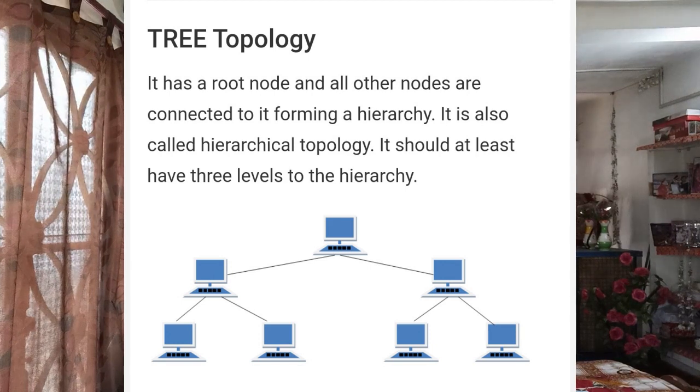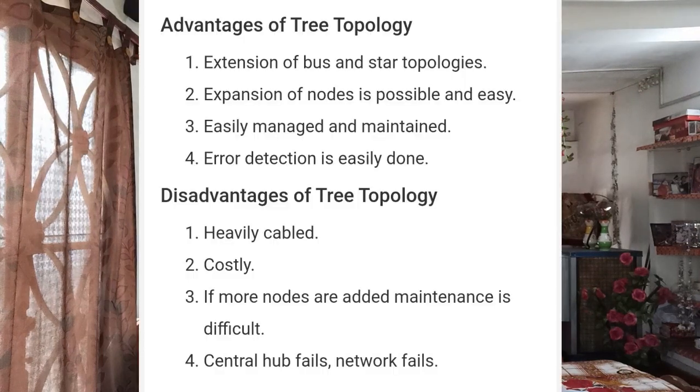Now we have to learn the advantages of tree topology. The first advantage of tree topology is extension. It is the extension of bus and star topology. We can easily say that this type of topology is an extension of bus and star topology. The second advantage is expansion of nodes is possible and easy. Such type of topology is easily expanded.